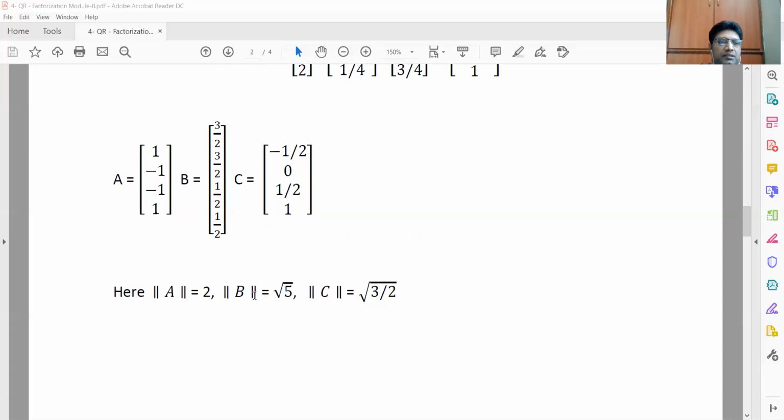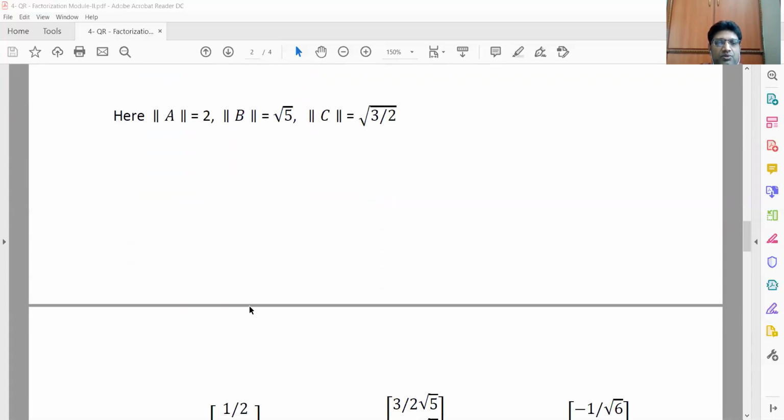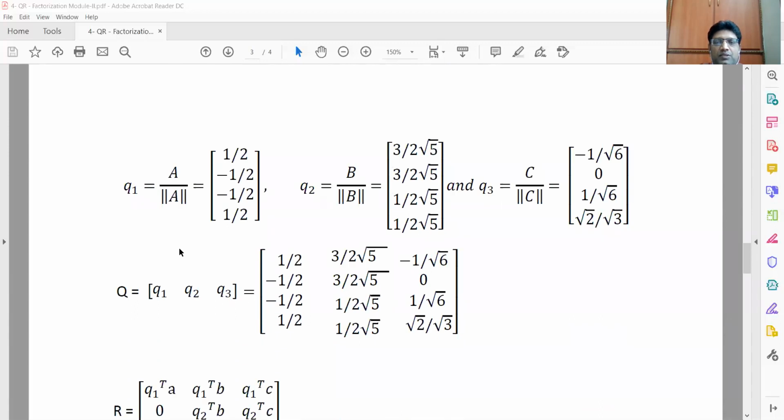Therefore, I will get the orthonormal vectors. So the orthonormal vectors we got is this one, Q1, Q2, Q3. So once you got the orthonormal vectors, then you can construct the matrix Q. So the matrix Q is made up of these three column vectors, Q1, Q2, Q3. So this is our Q.